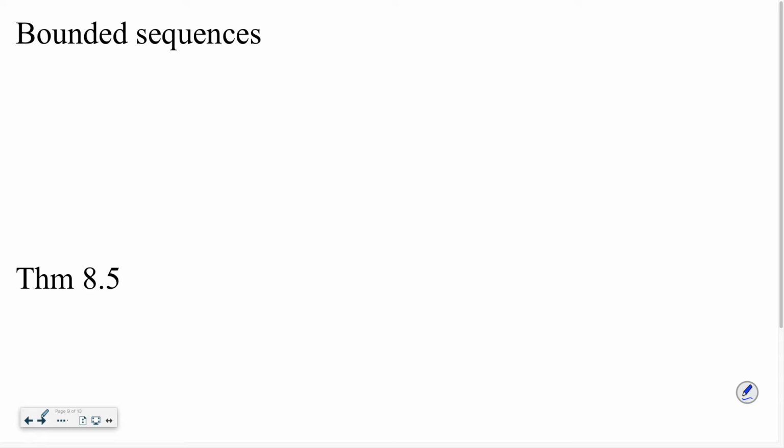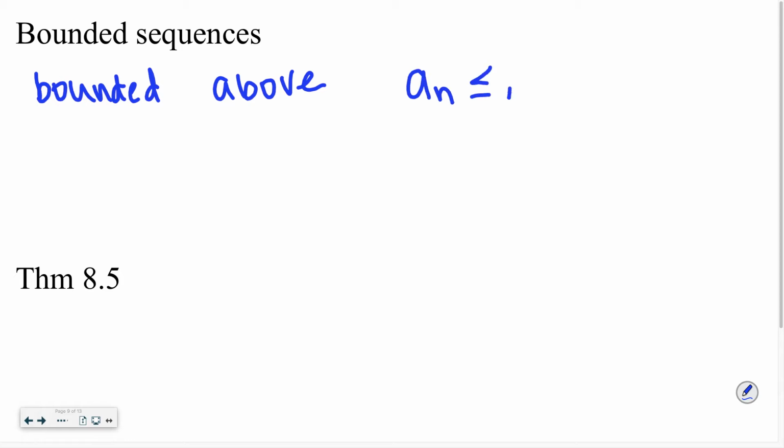All right. A bounded sequence. In your words, what do you think it means to be bounded? To be tied down. Definite starting and ending point. Okay. So if we're bounded from above, then every term is less than or equal to some number.